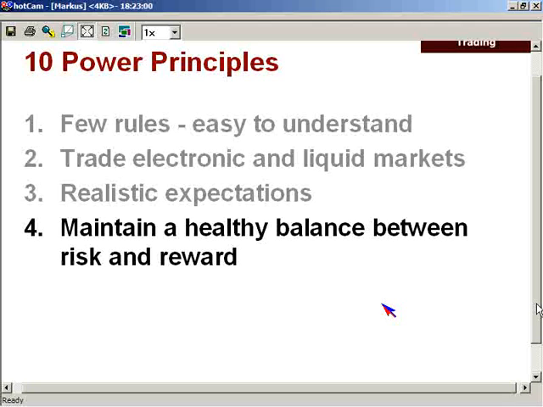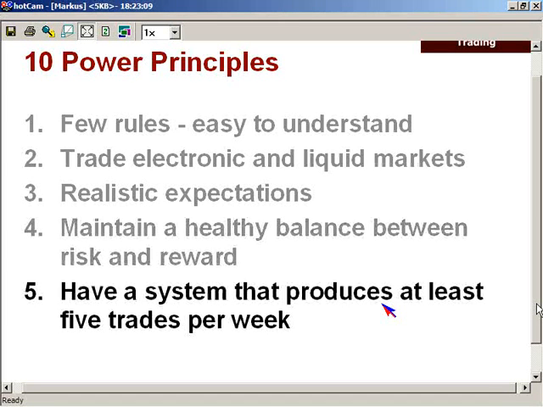I think that the reward should always be larger than your stop loss, because as I said, even if you have a lousy winning percentage of only 50%, you will be successful.